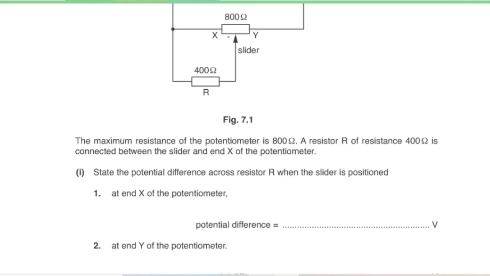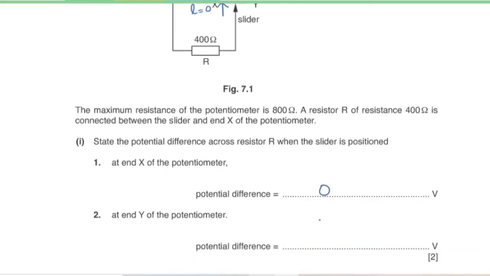So suppose this slider has been moved to this end of the potentiometer. So at end X, we can consider that the length of potentiometer being covered, this is the potentiometer, at this point of the jockey, we are going to consider this length as 0. So resistance is also going to be 0 since they are directly proportional to each other, and the voltage is going to be 0 too, because we start to take lengths from this point of the potentiometer. So at end X of the potentiometer, the potential difference across resistor R is going to be 0 volts.